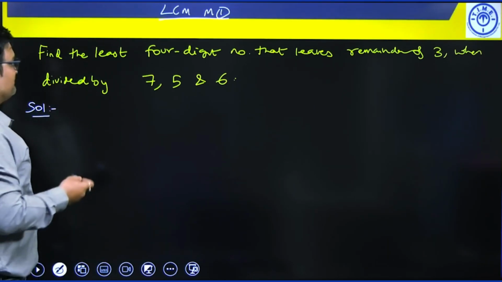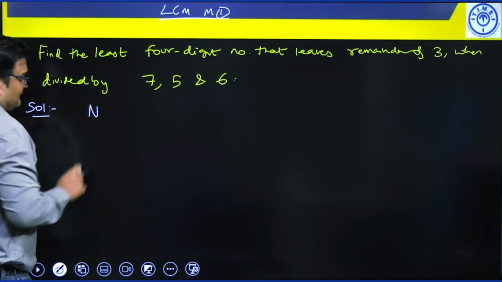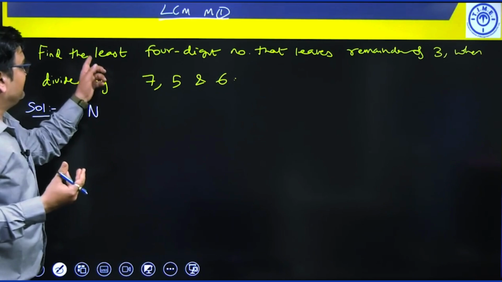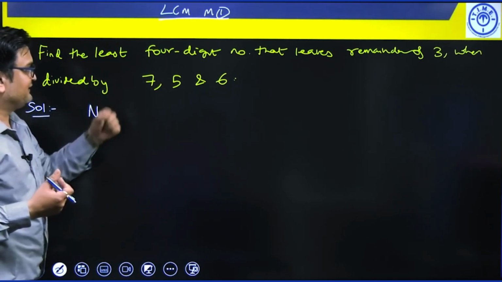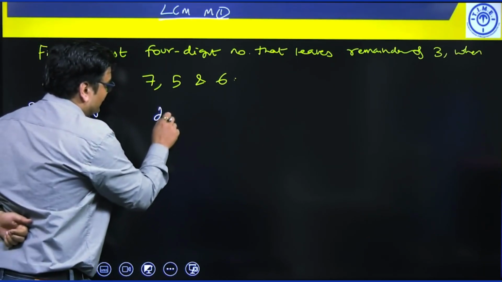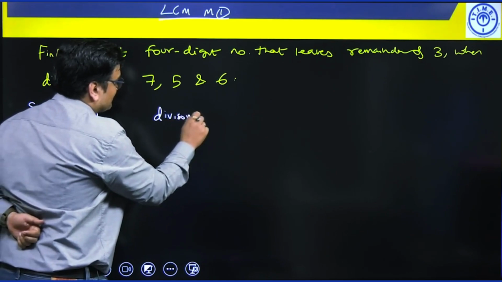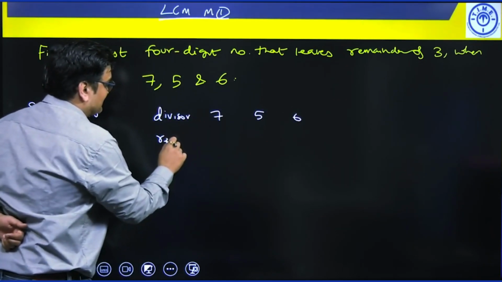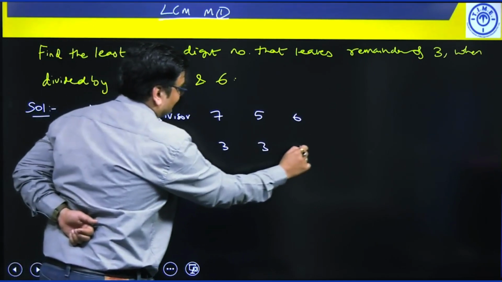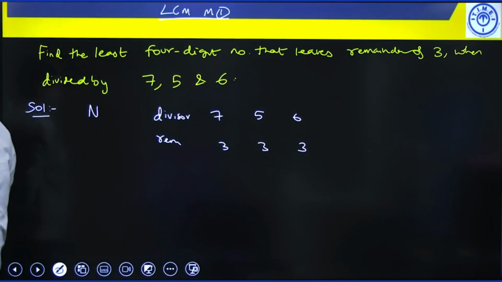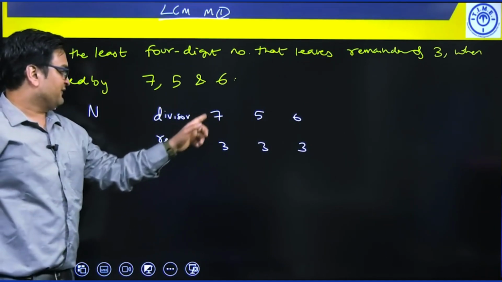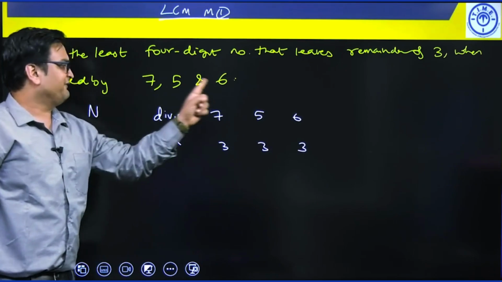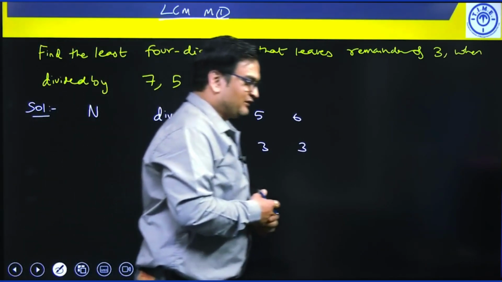Let's say the number that we are looking for is n. N is the least 4-digit number that satisfies this condition. So what's the condition? When you divide n by 7, 5 and 6, the remainders are 3 in each case. When n is divided by 7, the remainder is 3, n divided by 5, remainder is 3, likewise n divided by 6 also, remainder is 3.